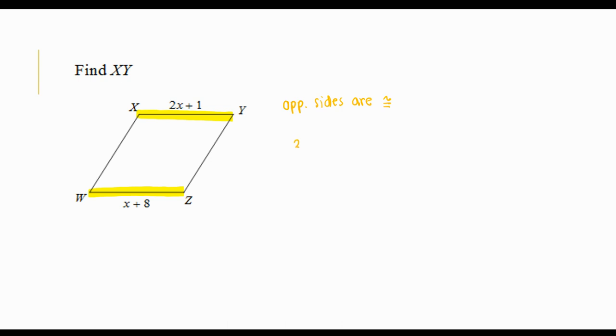So that means I get to set 2x plus 1 equal to x plus 8, and I can start solving for x. So I'm going to subtract x from both sides. That will give me x plus 1 equal to 8. I'll subtract 1 from both sides to get x to be 7.